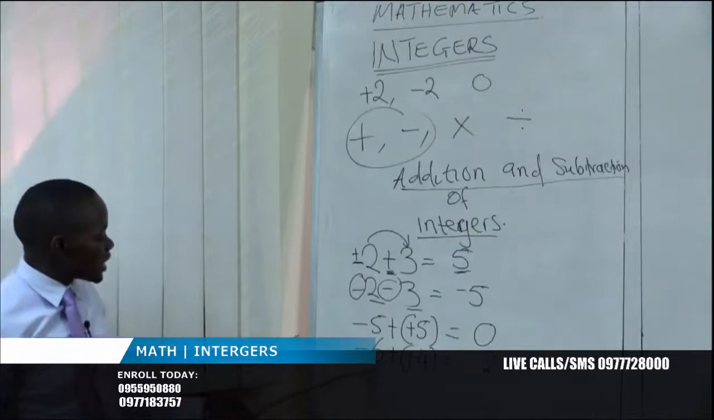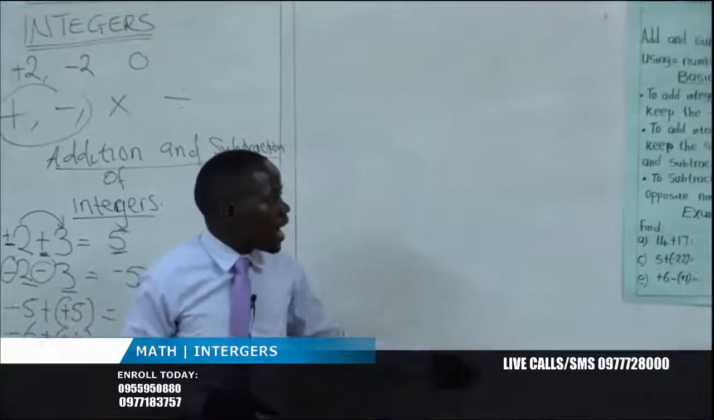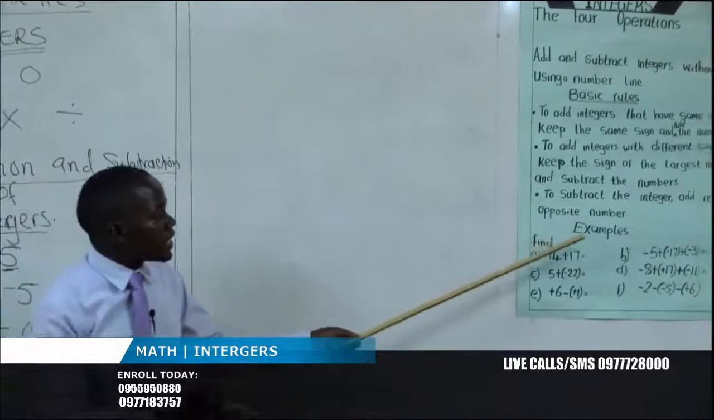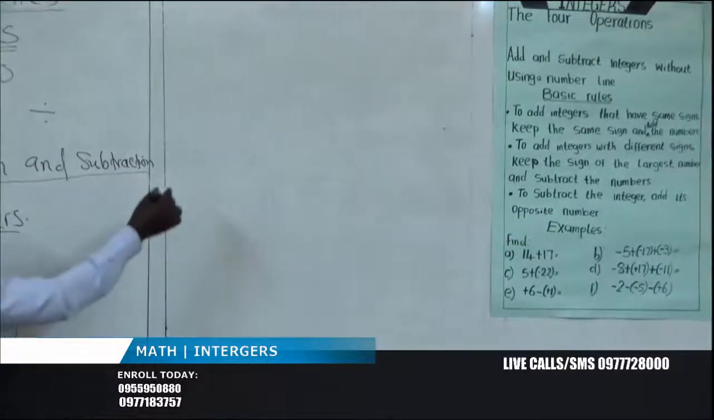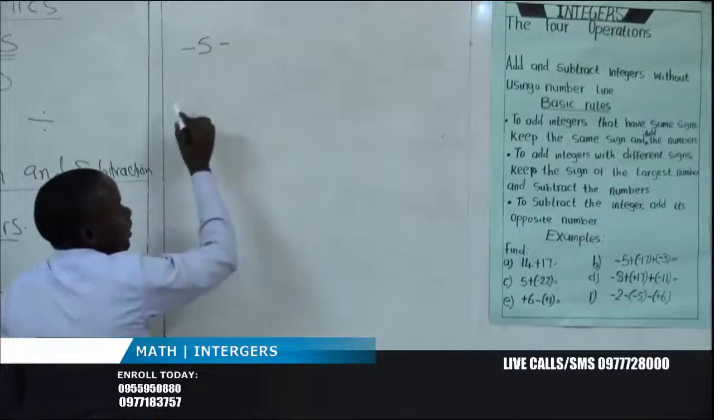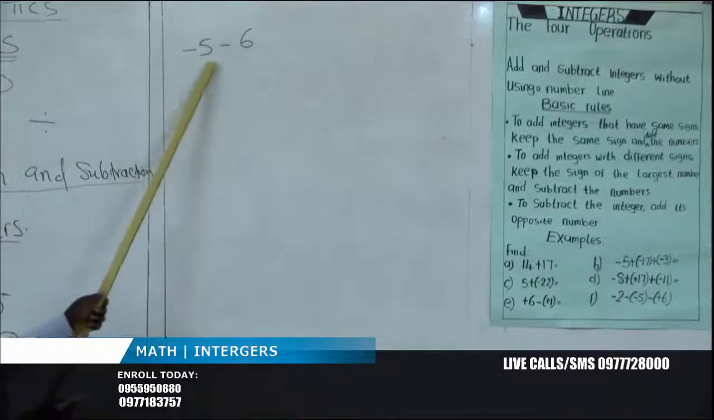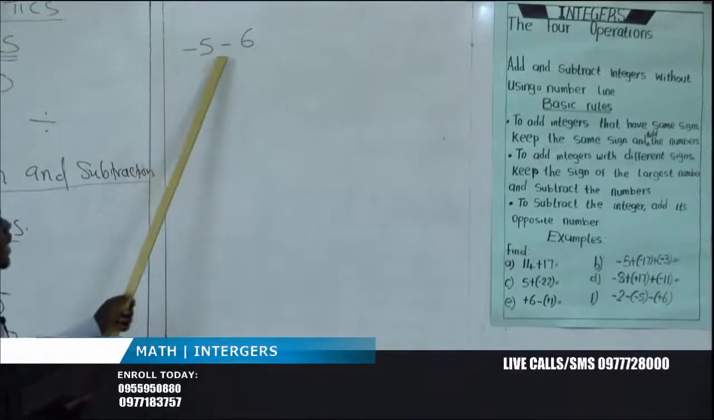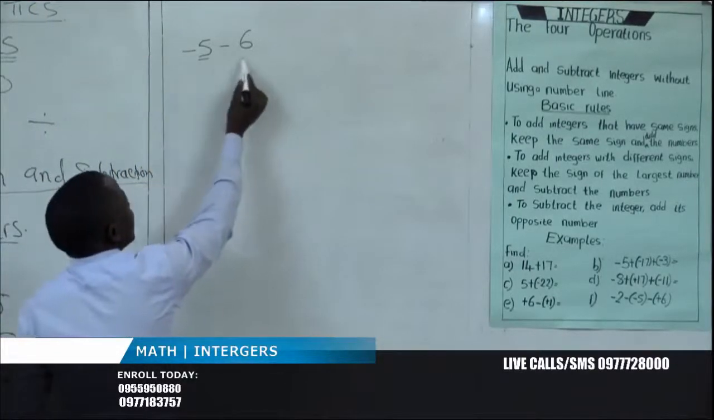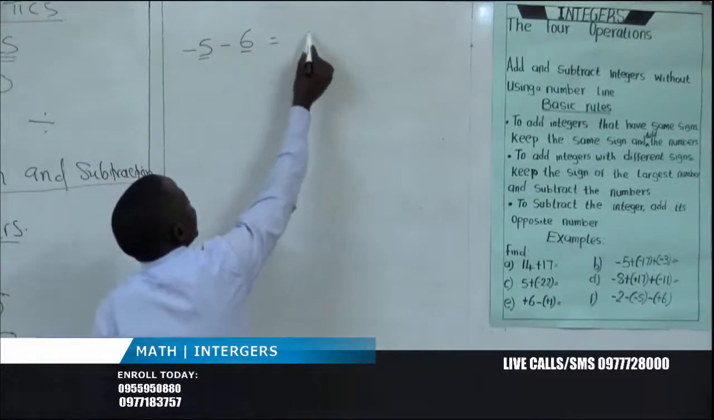Now when you go to rule number 3, rule number 3 says, to subtract integers, add the opposite numbers. Meaning that when you are subtracting integers, we can write it this side. When you are subtracting integers, negative 5 minus 6 there, what did you do? You add, then you carry the same sign. So you add this number plus this number. Now when you add this, you are going to get 11.